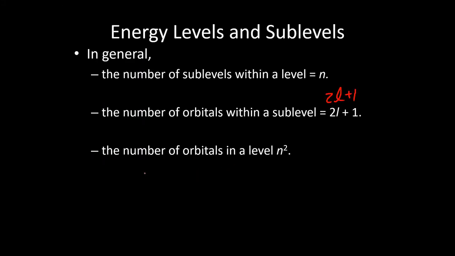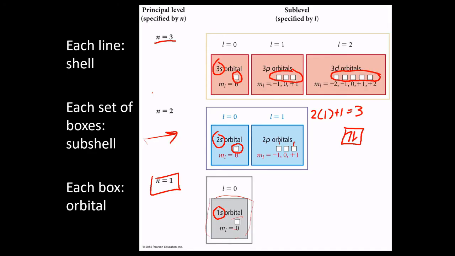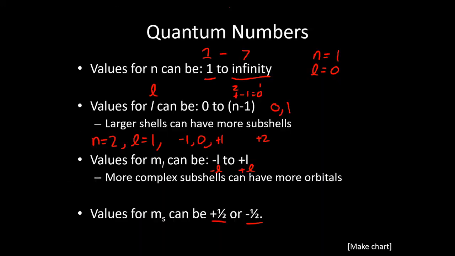And then last thing here, the number of orbitals in a level is n squared. So for n equal to 3, that third shell, the total number of orbitals would be 3 squared, or 9. And if we go back and double check that, 1, 2, 3, 4, 5, 6, 7, 8, 9. Yes, indeed, 9 orbitals in that shell.